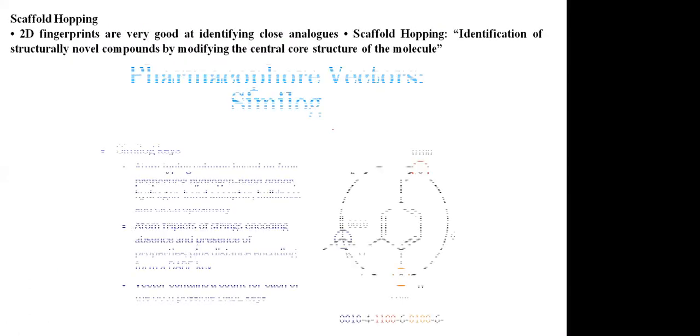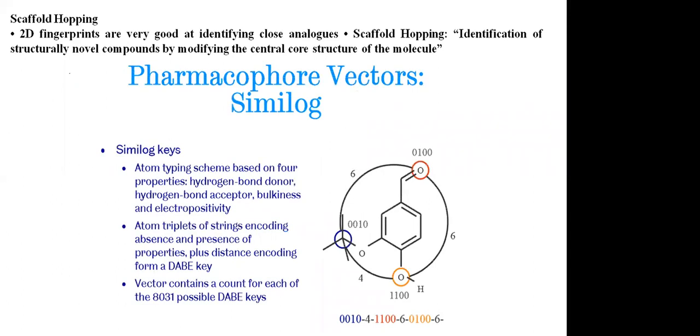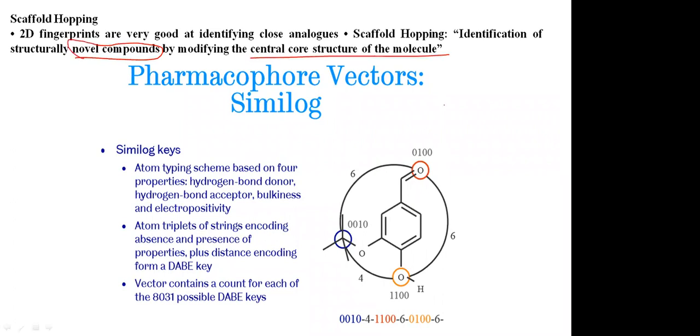And scaffold hopping is one very good method to identify new compounds, by defining structurally novel compounds by identifying the central core of the molecule structure. That will also be explained in the next slides.